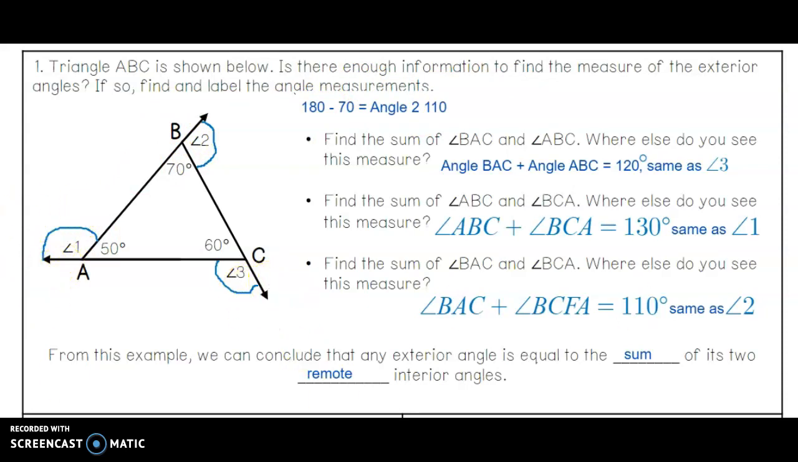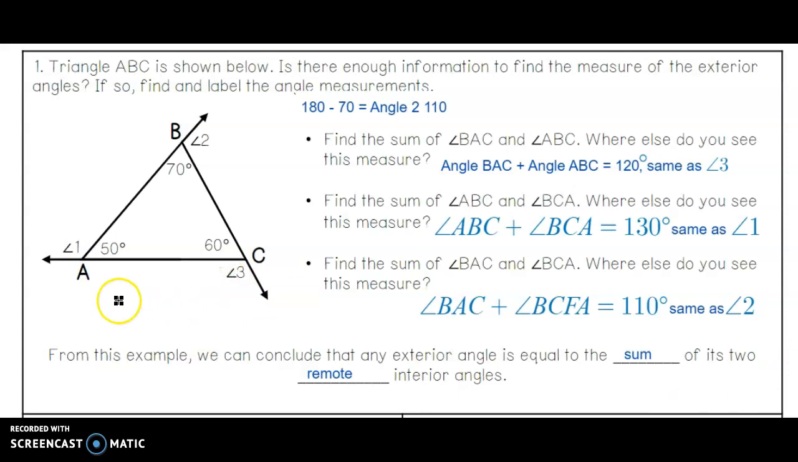But today we're focused on learning something new, and this is a new tool that you can use in your resources to find missing angles. We are using the remote interior angles to find the exterior angles. Let's break that down. I'm going to start using a little bit more color, so let me just focus on one angle at a time.